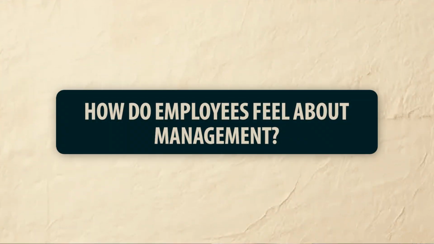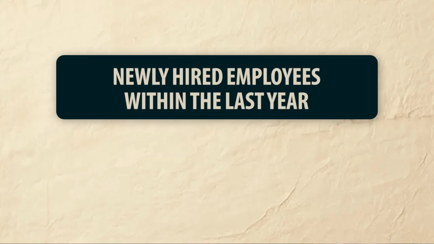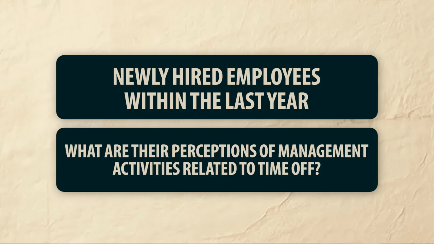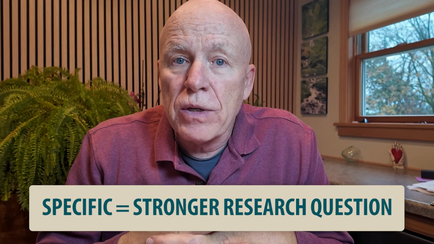Once I'm in alignment, now I want to move to specificity. Am I specifically saying what I'm looking for? If I say, how do employees feel about management? That's not going to be too specific. If I say, how do newly hired employees within the last year, what are their perceptions of management activities related to time off? Well, now I've got parameters on this. I know who I'm going to be interviewing, employees who've been there less than a year, and I know I'm going to be asking them about. So I've got a much stronger research question.